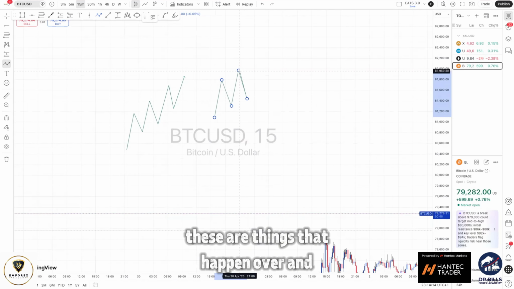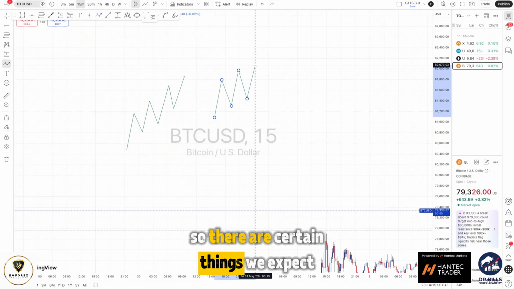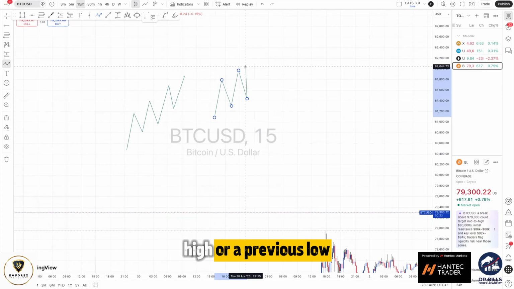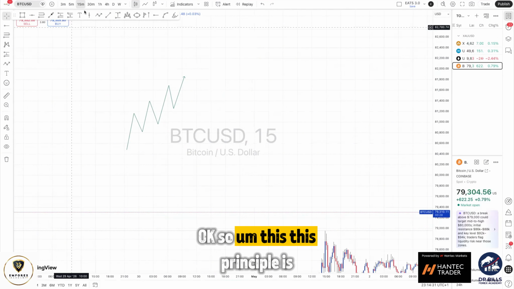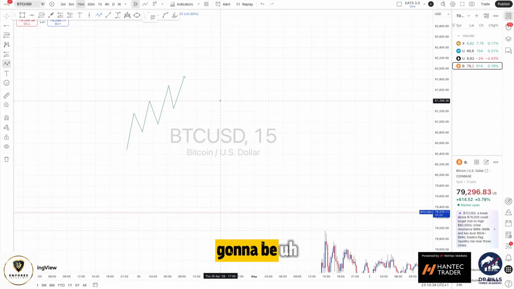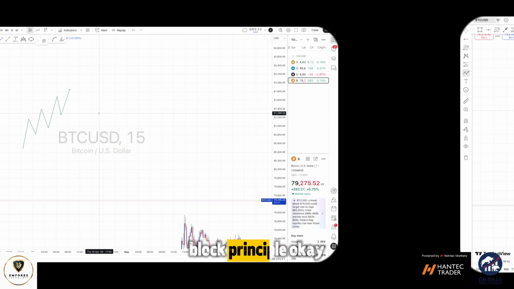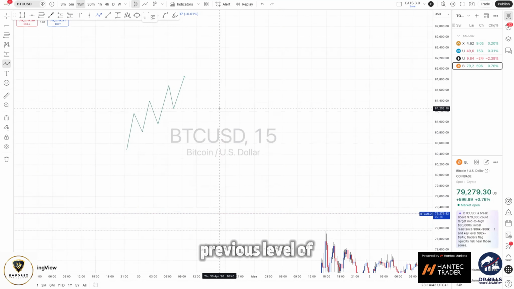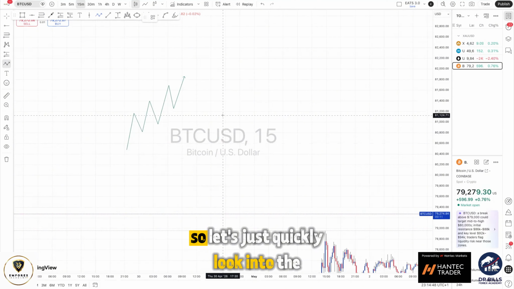These are things that happen over and over again in price. So there are certain things we expect to happen when price fails to take out a previous high or a previous low. We're going to look into certain principles like the breaker block principle, where we expect price to pull back into a previous level of support or resistance. So let's just quickly look into the chart.